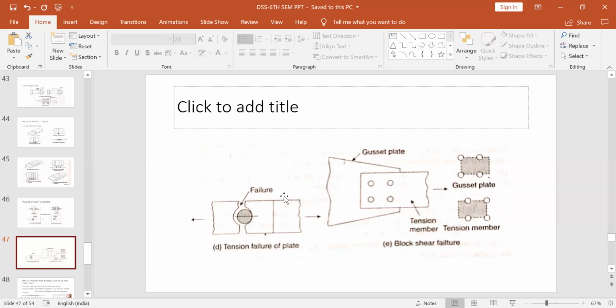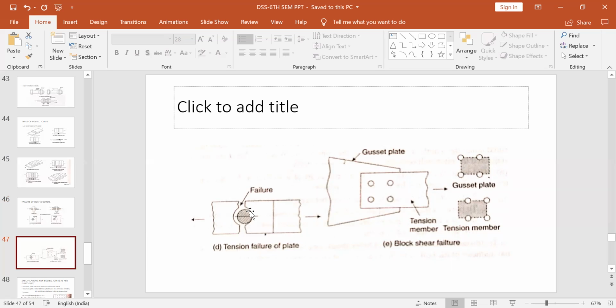And this tearing failure will occur when the bolts are stronger than the plates. Tension on both the gross area and the net area is considered. And tension failure of bolts will also occur. So here, for all the failures, you have to consider two things. There may be failure of the bolt, there may be failure of the plates.